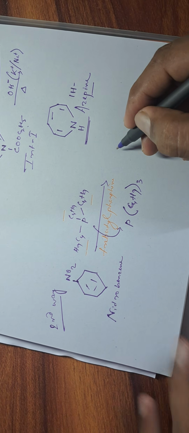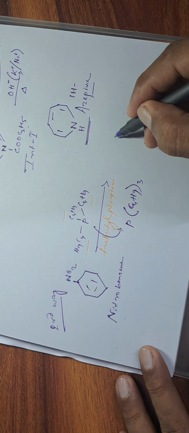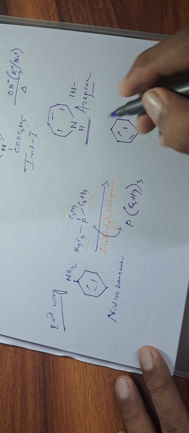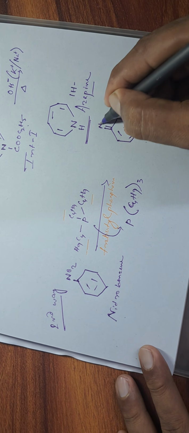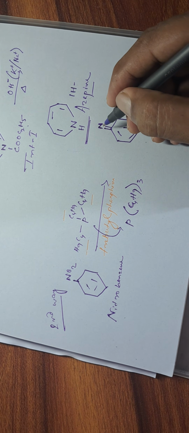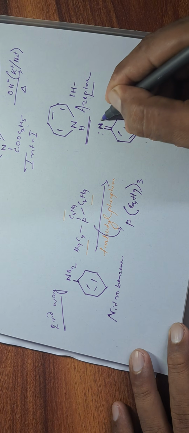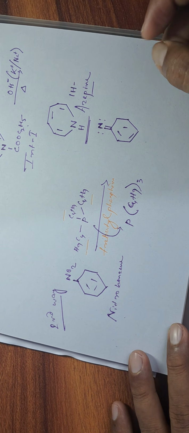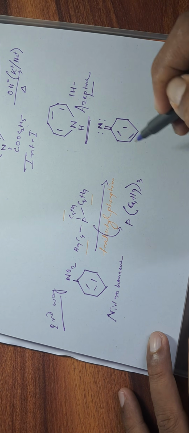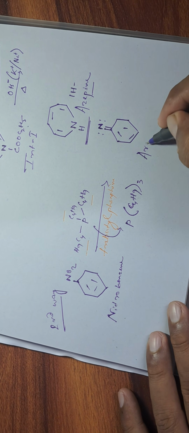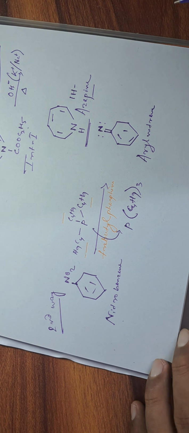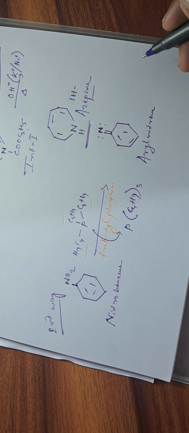So what will happen here? Initially this oxygen will get eliminated, which basically leaves behind an intermediate, a nitrogen intermediate, fine. So the nitrogen intermediate is what we call aryl nitrine, fine. So this is the one that is getting formed, right? Aryl nitrine is getting formed.